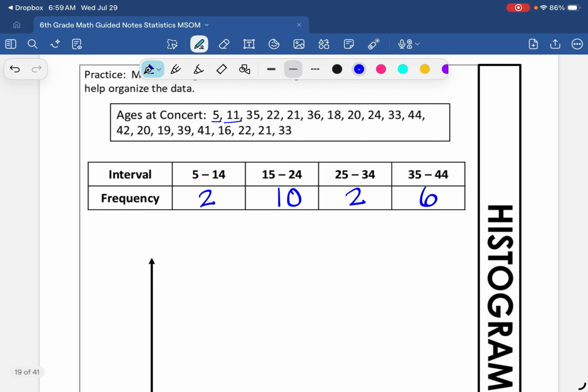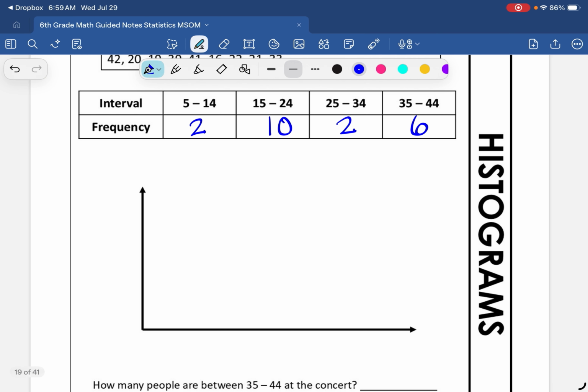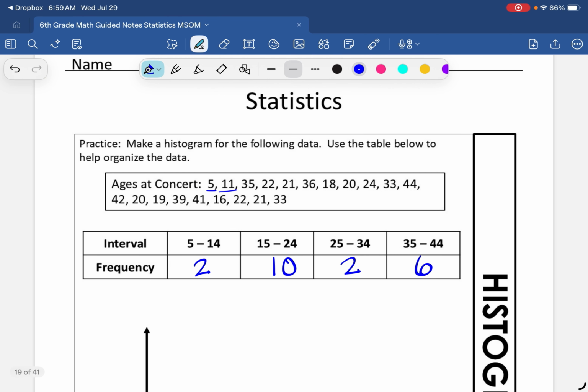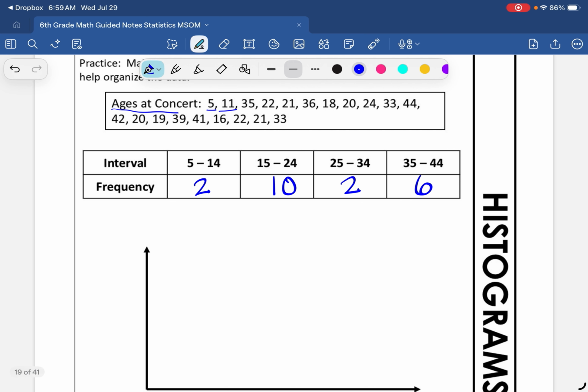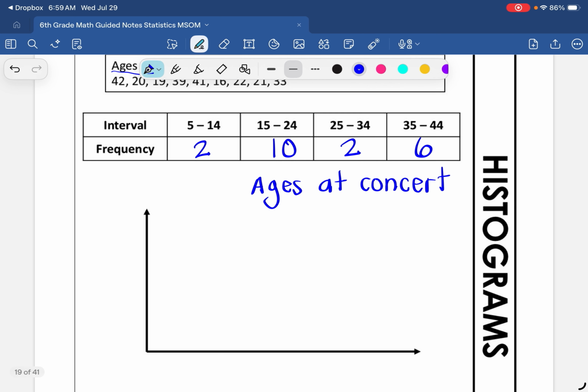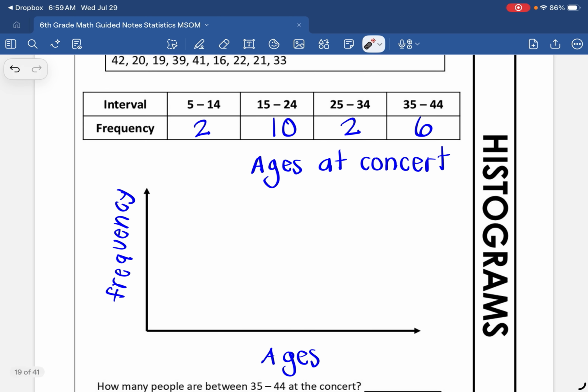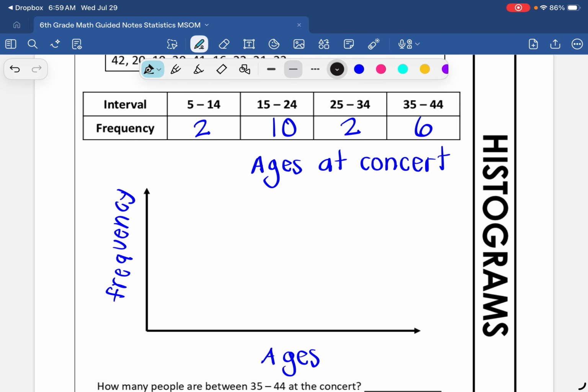Now I need to make a title for the graph and label the axes and complete my histogram. The title of my graph is going to be Ages at a Concert. My y-axis will always be frequency, and my x-axis will be the data. So this will be ages. My frequency is going from 2 to 10. I'm going to do the same thing as before. I'm going to go by 2s on my y-axis. And now I need to make my intervals here at the bottom. Now we will make my bars. So 5 to 14 is 2 people.